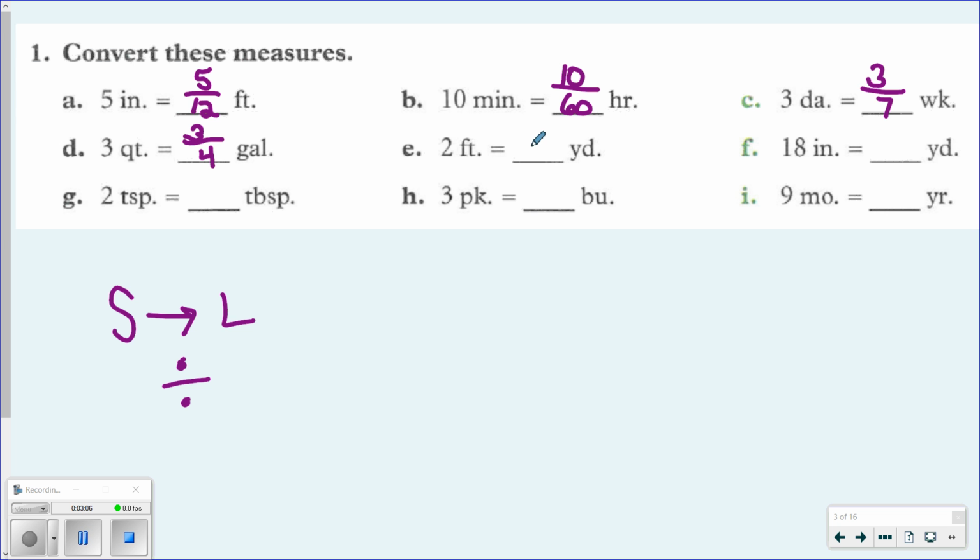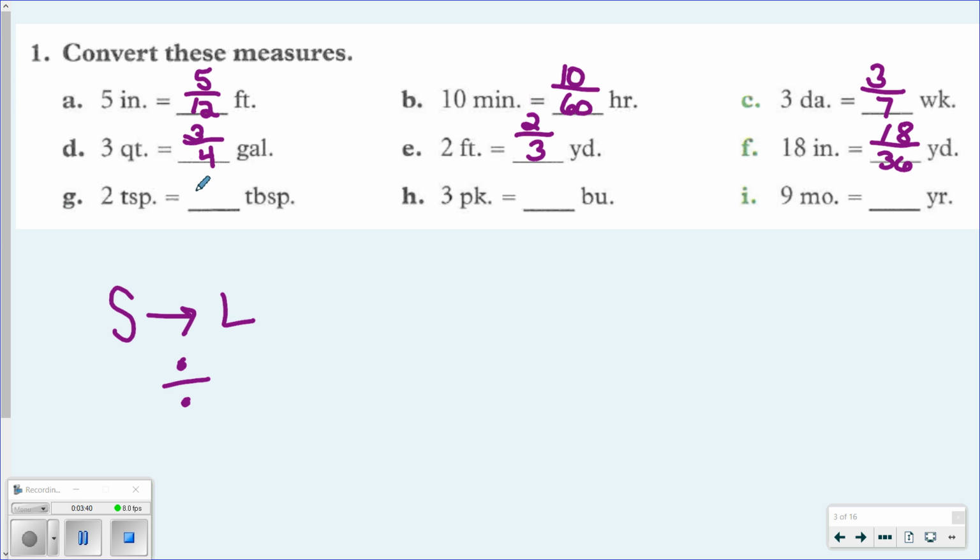2 feet into yards, so feet is smaller than yards, and there are 3 feet in a yard. So we're going to say 2 out of 3. So 2 feet equals 2/3 of a yard. On this one, we're going inches to yards. Now there are 36 inches in a yard. We started off with 18. And normally we would reduce that because 18 is half of 36, but we're just going to leave it for now.